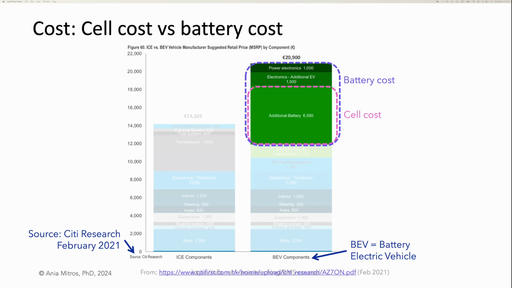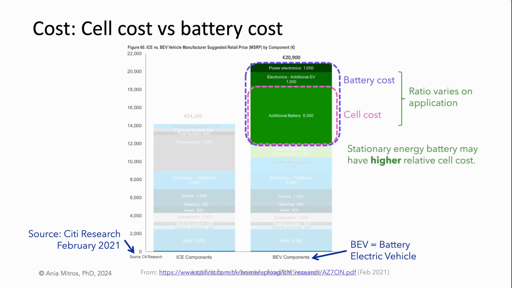Note the difference between cell cost and battery cost. For a large battery, such as in an electric car, the cell cost clearly dominates. This varies with the application. For a stationary energy storage battery, the relative cost may be even more skewed, while for an electric skateboard, the ratio may skew in the other direction, with the electronics being relatively more expensive and the cells being a smaller fraction of the total cost.